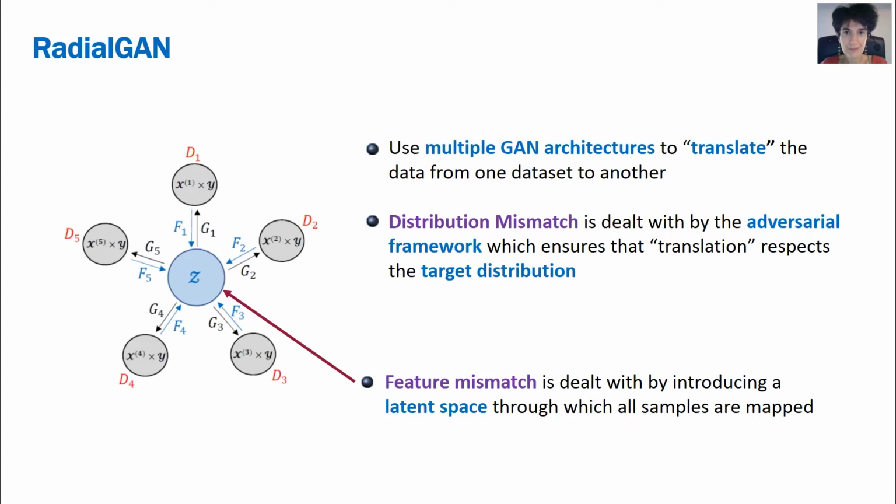So in this way, RadialGAN provides a method for synthetic data generation of tabular data that can deal with distribution mismatch and feature mismatch. And in this way, we can create synthetic data that can be used by the diverse hospitals that are dealing with diverse populations that suffer from a particular disease, in this case, COVID-19.